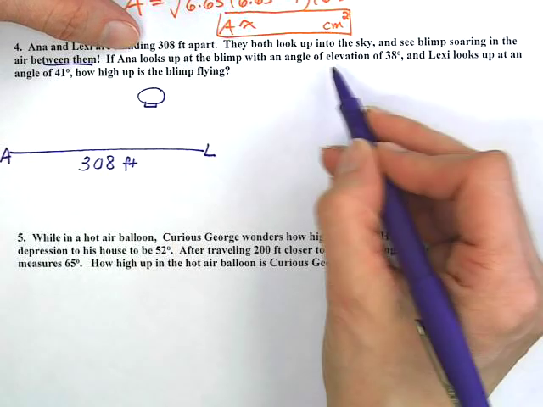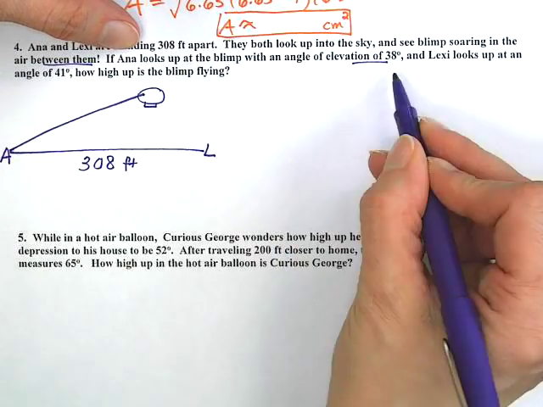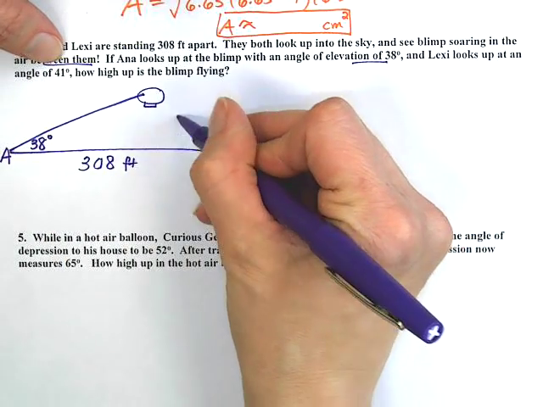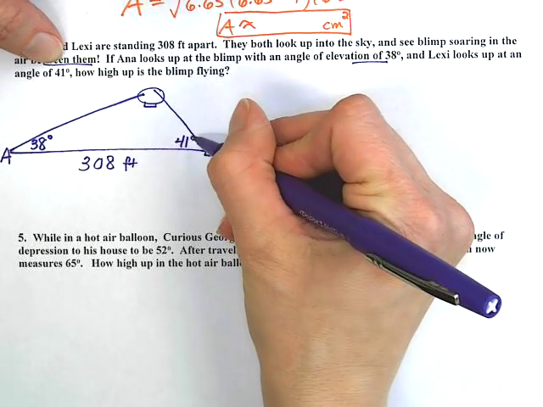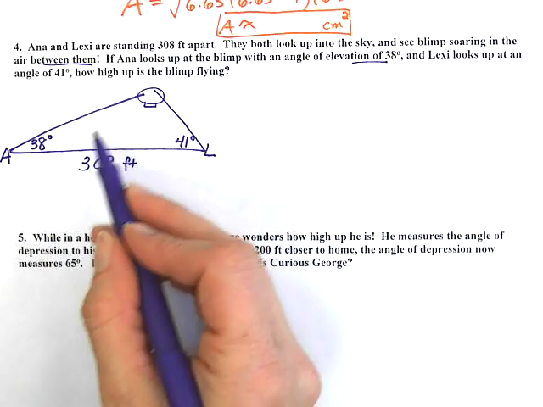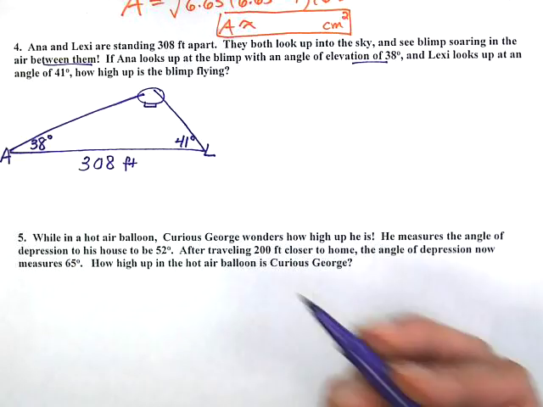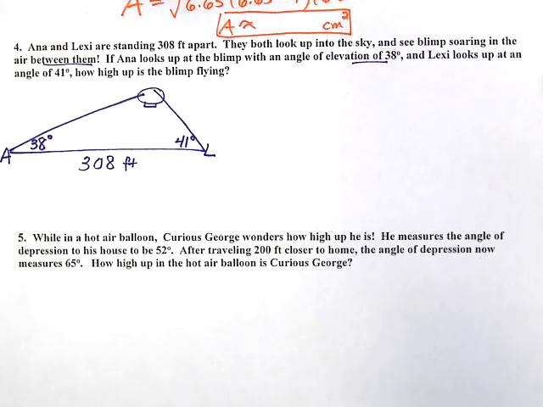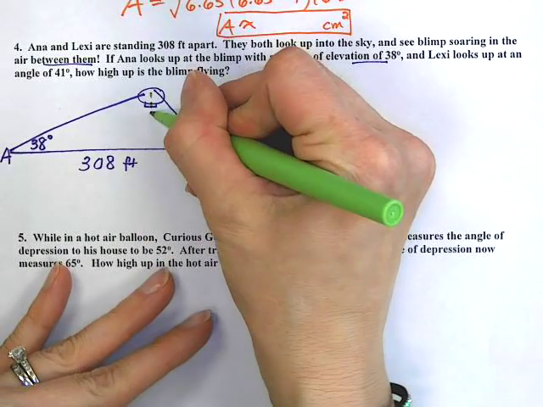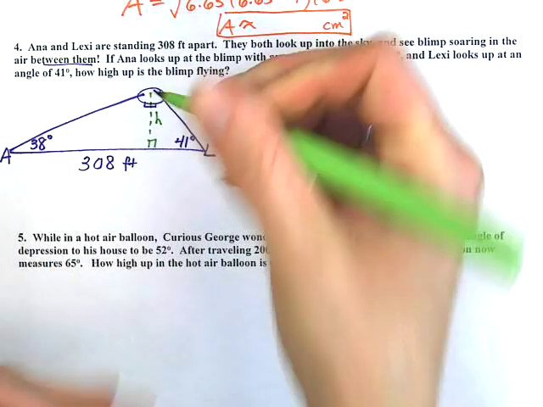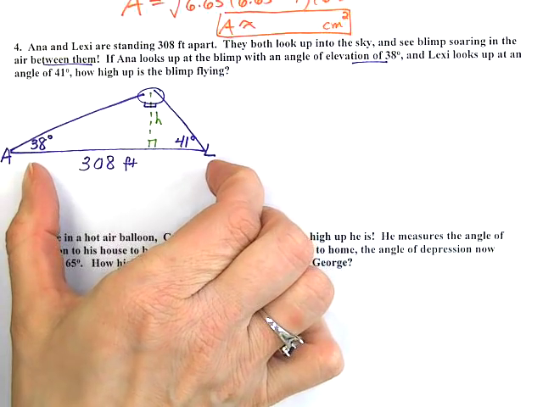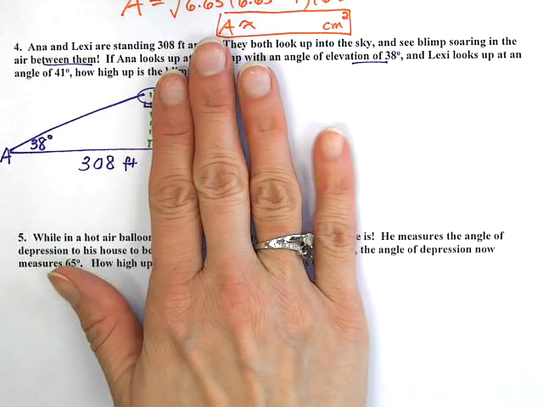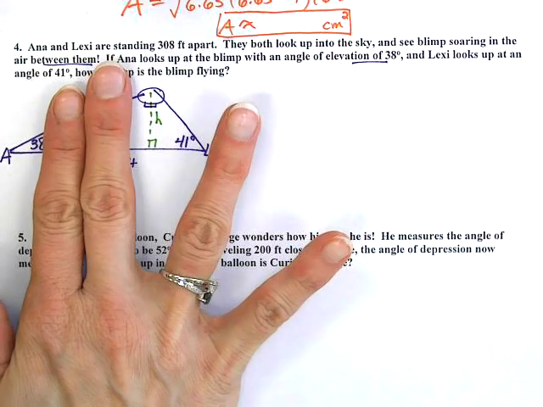Anna looks up with an angle of elevation of 38 degrees, and Lexi looks up at an angle of 41 degrees. Oh, so the sides are definitely not equal because the angles are not equal. How high up is the blimp flying? What they really want us to find here is the height. This is the height, except the number 308 is part of the large triangle. I cannot use 308 on either of these smaller triangles to find the height.